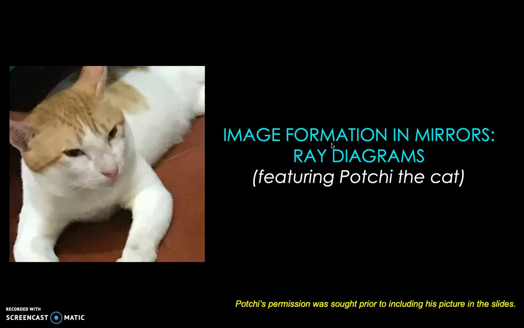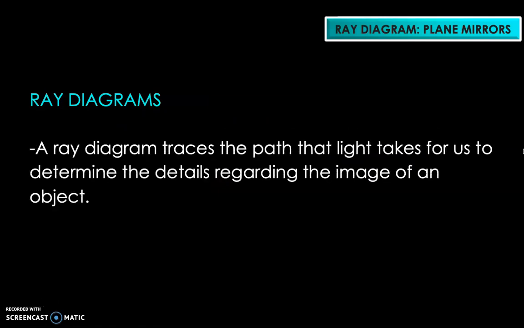Now, at this point, I'd like to further elaborate the concept of image formation, especially with the help of what we call ray diagrams in optics. But this time, we're going to feature Pochi the cat. He's a stray cat, and we feed him every day. He also stays at home every day, and he's really cute and kind of chubby. Okay, so what exactly is a ray diagram? There you have the definition.